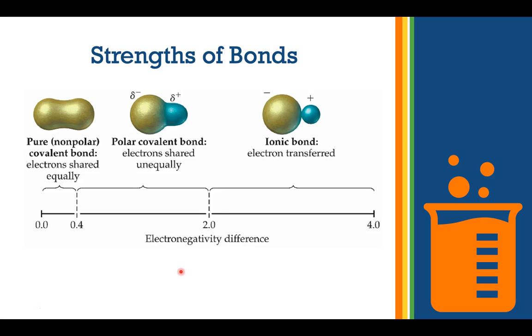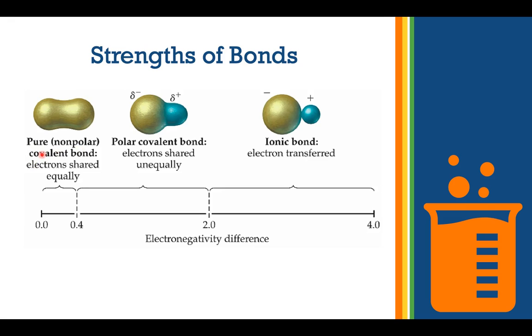Okay, this is a new concept. We have strengths of bonds. We're going to be sorting the covalent compounds, the pure nonpolar covalent compounds, the polar covalent compounds, and the ionic compounds. Okay, so with these bond strengths, we have electronegativity differences. Now, what that means is the greater the electronegativity difference, the stronger, really, the bond.